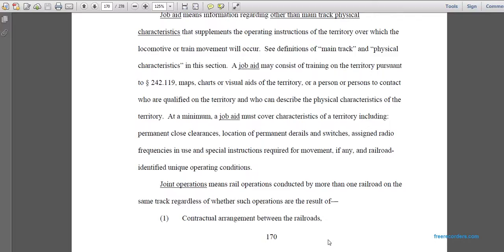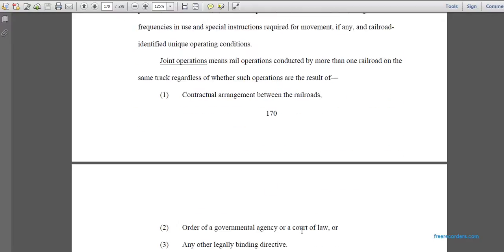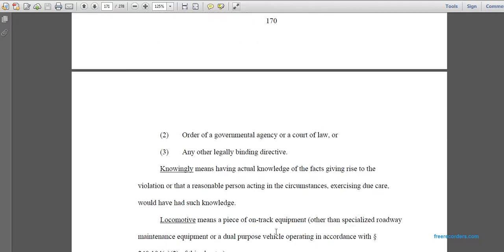unique operating conditions. Joint operation means rail operations conducted by one or more railroads on the same track, regardless of whether the operations are a result of a contractual agreement between the railroads. Legal order means 1, an order of a government agency or a court of law; 2, which is legally binding; 3. Knowingly means having actual knowledge of the facts giving rise to the violation, or that a reasonable person acting in the circumstances and exercising due care would have such knowledge.